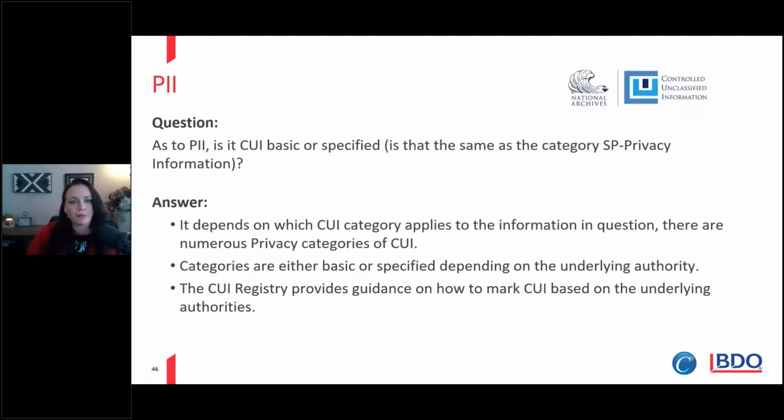Okay. So is PII CUI basic or specified, such as the category SP privacy information? Their answer is it depends on which CUI category applies to the information in question. There's numerous privacy categories of CUI. Again, let's go back to the contract authority. Let's go back to the data originator. Let's establish what our program needs to mark if we are processing privacy data on behalf of the government. And let's figure out how we best safeguard and document and label that information.